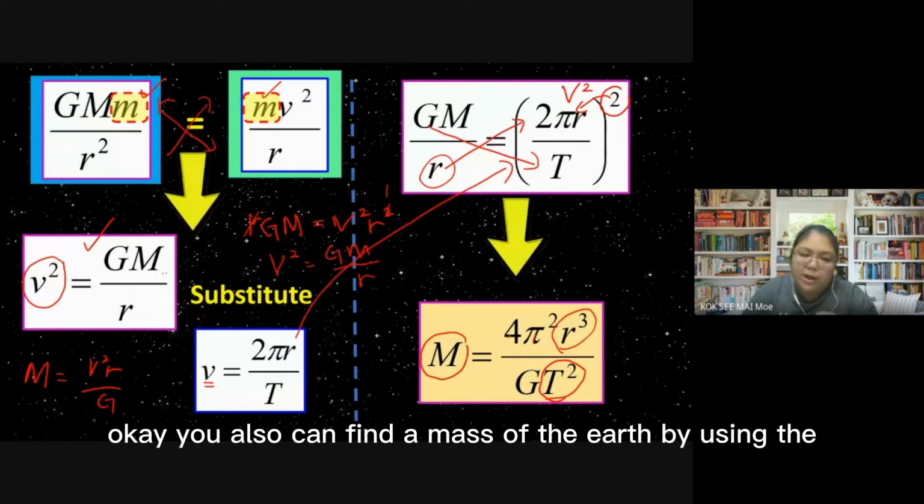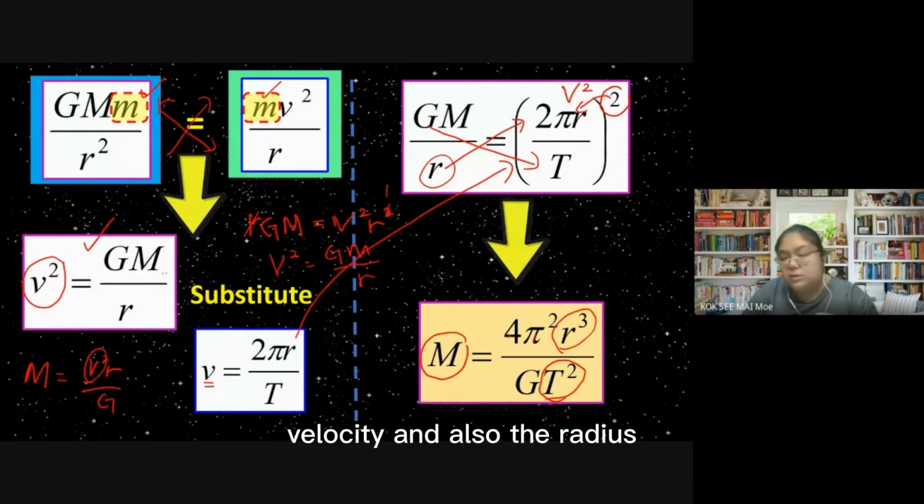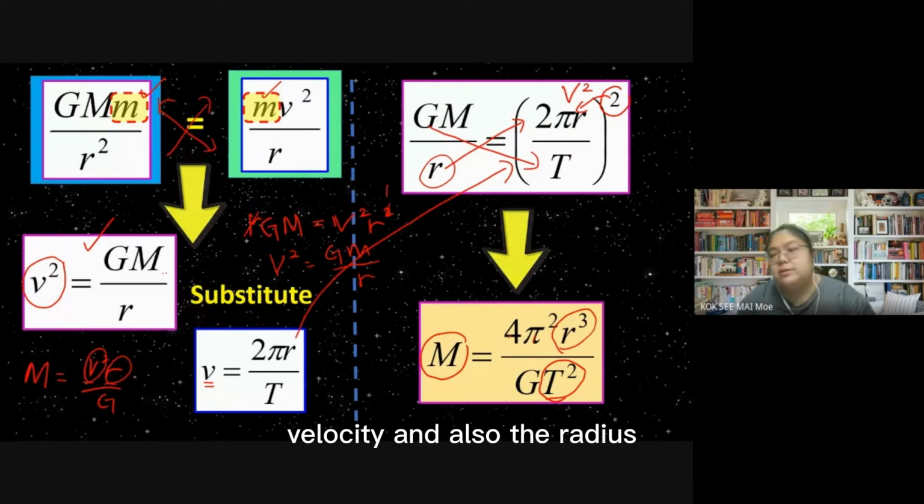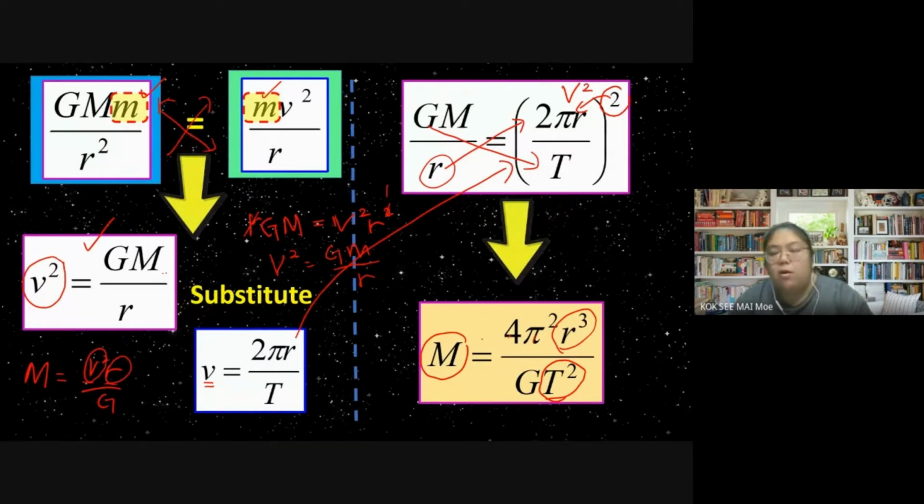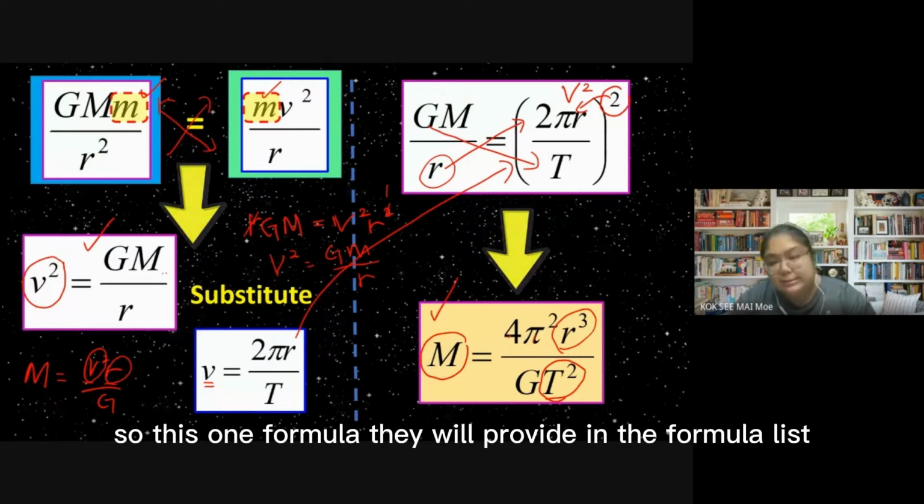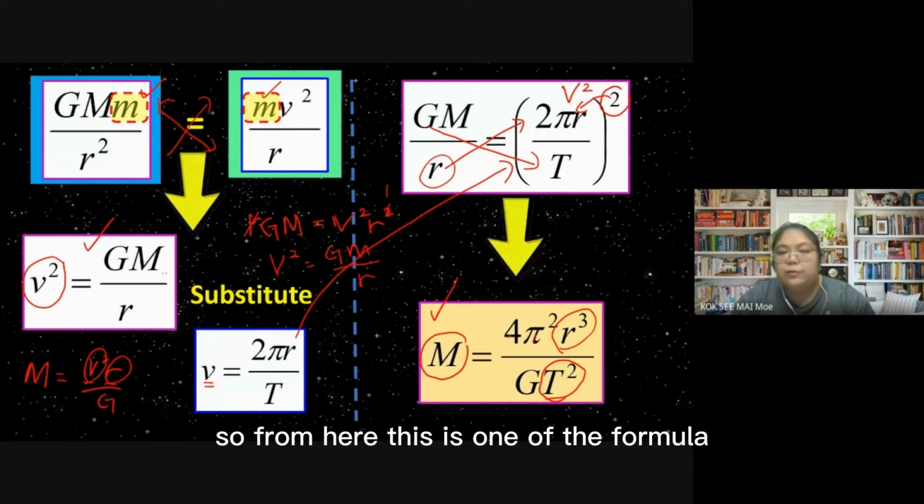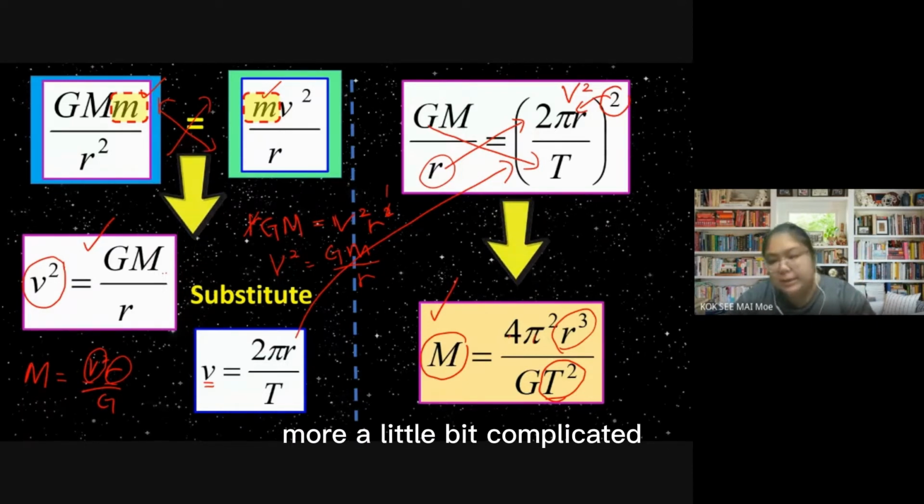Okay, you also can find the mass of the Earth by using the velocity and also the radius. Depending on the situation, they give you what info. So this formula, they will provide in the formula list. Okay, so from here, this is one of the formulas that is a little bit more complicated.